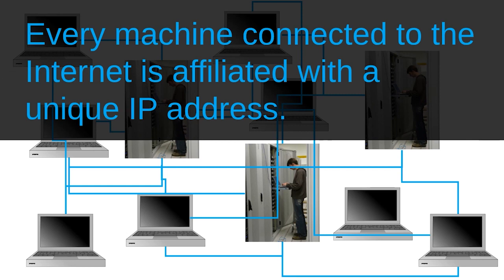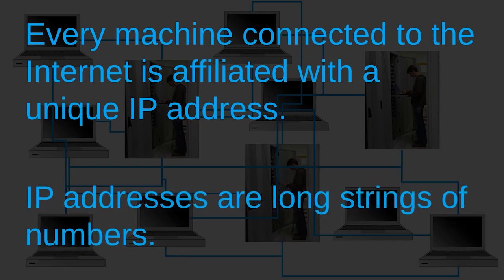As we learned in previous lessons, every machine connected to the internet is affiliated with a unique IP address. When machines send information and information requests to each other, they send them to these IP addresses. And as we've seen in previous lessons, IP addresses are long strings of numbers. Computers have no trouble working with long, apparently random strings of numbers. But as you can imagine, we humans have trouble reading and remembering long strings of numbers like that.